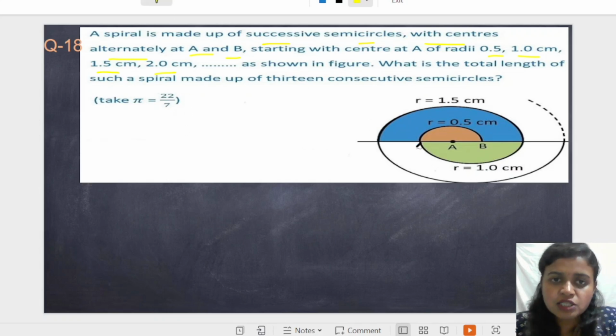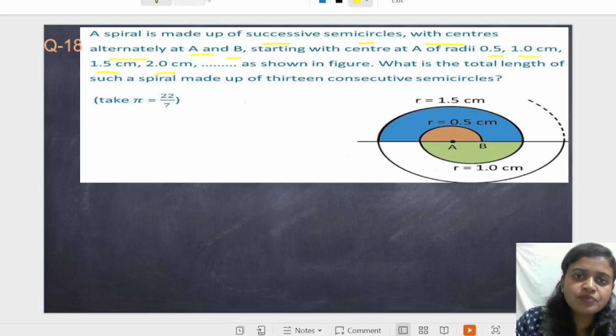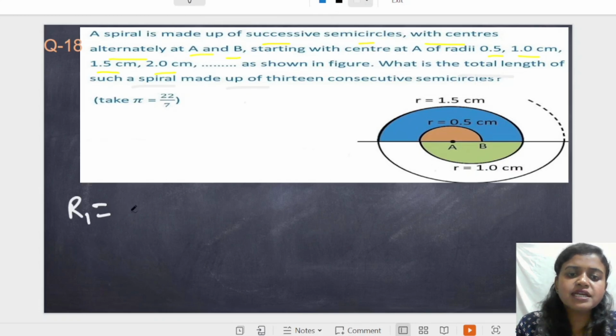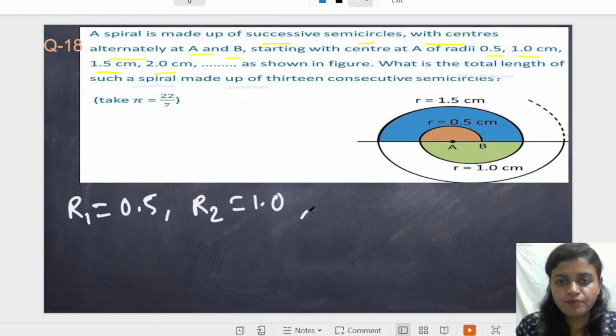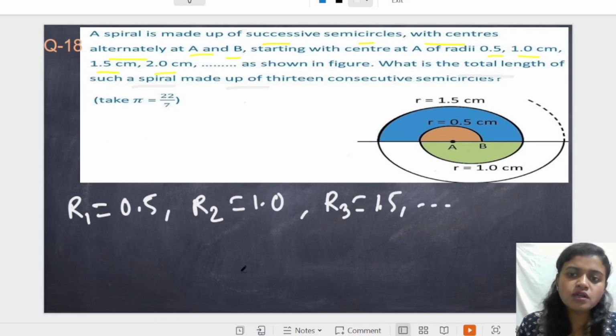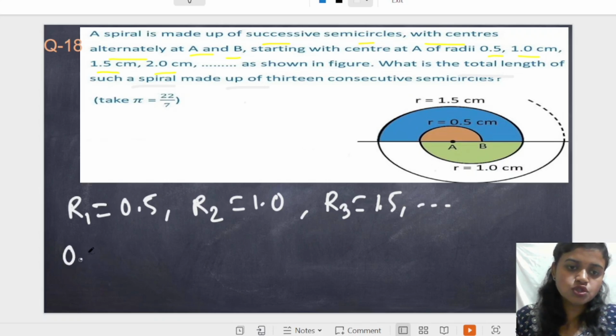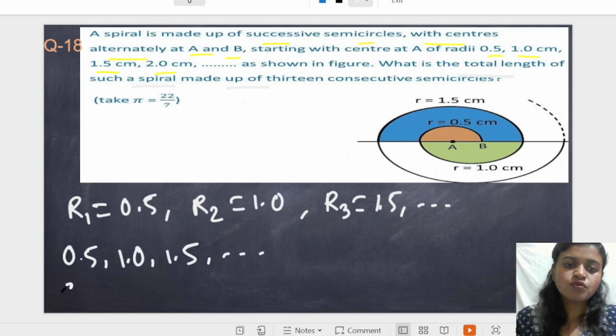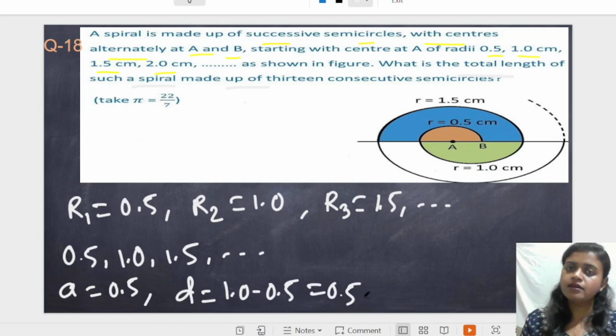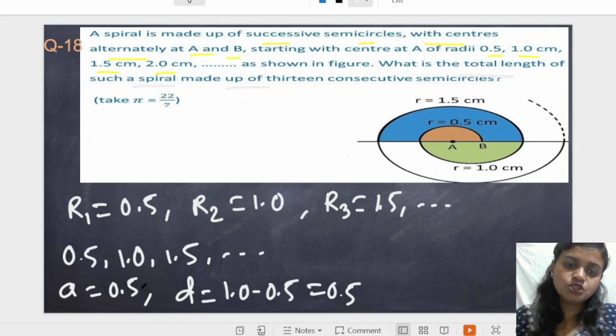So a spiral is given whose center is A, it starts from there, and the radius is given as 0.5 and 1.0, after that 1.5, next 2.0, so the radius of each circle is increasing by 0.5. So r1 equals 0.5, r2 equals 1.0, and r3 equals 1.5 and so on. If I take it as an AP series, 0.5, 1.0, 1.5 and so on, the first term will be 0.5 and the common difference D is the second term minus the first term, that is 0.5. So a is 0.5, d is 0.5.